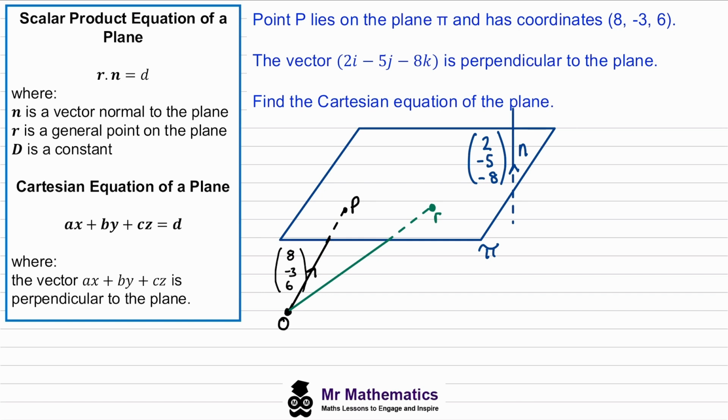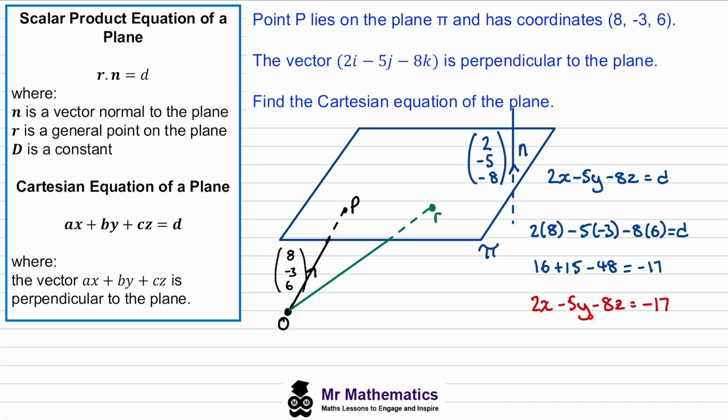So to find the Cartesian equation, we need to use this relationship, where the A would be the 2, the B would be the negative 5, and the C would be the negative 8. So I can substitute each of these into this equation. And then we can find the constant D using this position vector, where the 8 is the x, the negative 3 is the y, and the 6 is the z value. So I've substituted these into the equation. We can work out this left-hand side. So we get the 16 plus the 15 minus the 48 will give us a constant value of negative 17. Then we can substitute this value of d back into our equation here. So this is the equation of a plane.